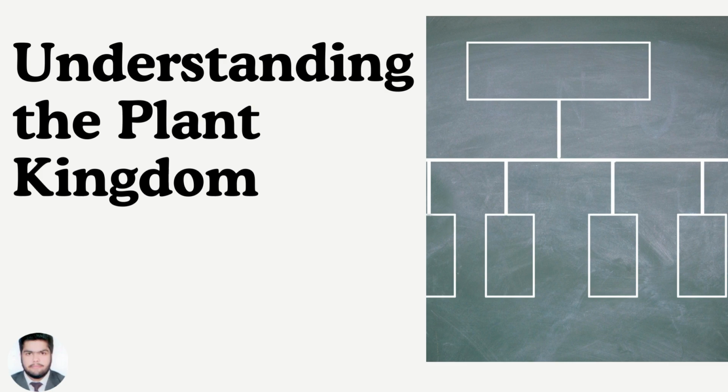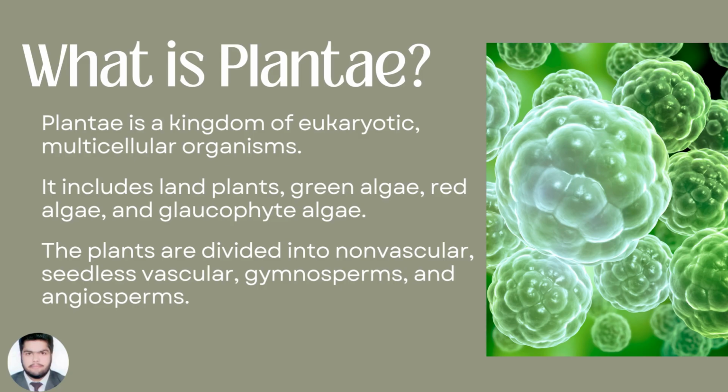Today I will discuss the topic understanding the plant kingdom. What is Plantae? Plantae is a kingdom of eukaryotic multicellular organisms. It includes land plants, green algae, red algae, and glaucophyte algae. The plants are divided into non-vascular, seedless vascular, gymnosperms, and angiosperms.